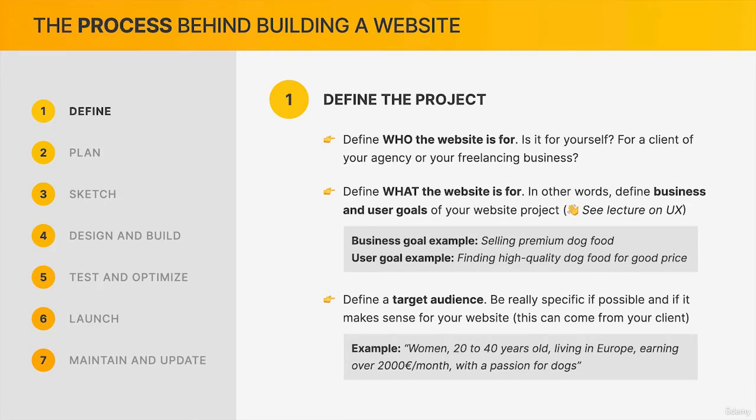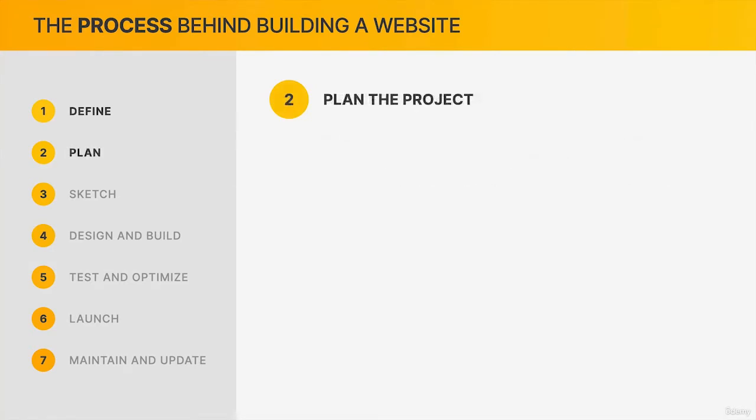Now, you could go really deep in this step alone here. So stuff like competition research and user personas and all stuff like that. But then we're going really deep into marketing territory, and that is, of course, outside the scope of this course. And so let's now move to the second step, which is planning the project. And this planning should, of course, be based on the business goals, user goals, and the target audience that you defined in the previous step.